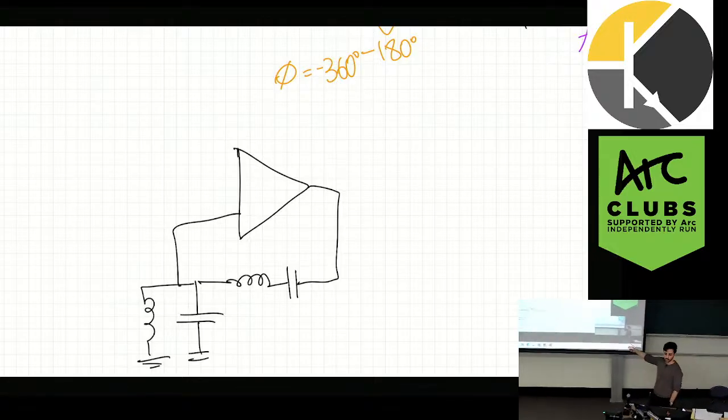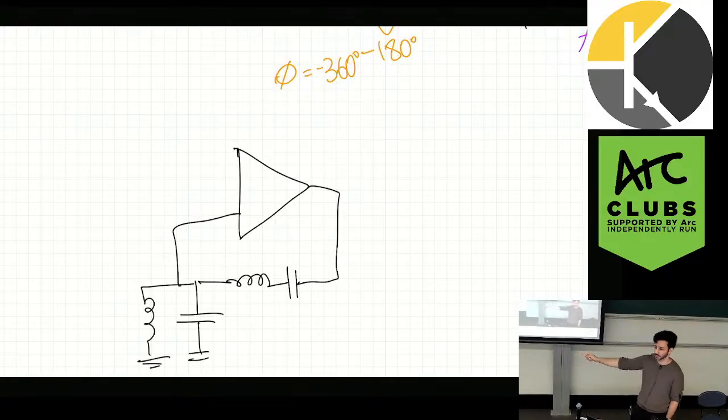Is this correct? Can someone fact check this for me? I can't remember if this is what it looks like. I think this is correct. I think it doesn't matter anyway.